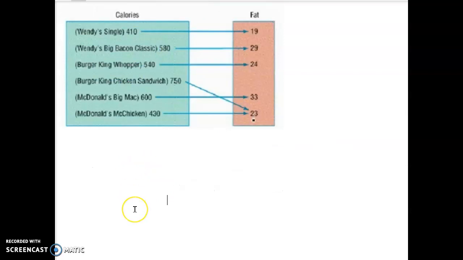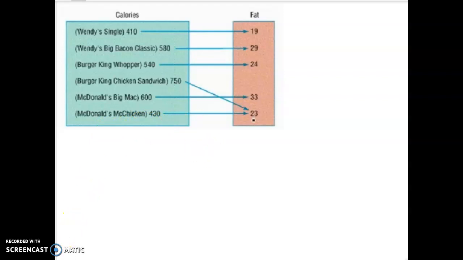Here is another map example. We have grams of fat and calories for different Wendy's items. So Wendy's single has 410 calories and 19 grams of fat. The Big Bacon Classic is 580 calories and 29 grams of fat. The Whopper is 540 calories and 24 grams of fat. The Burger King chicken sandwich is 750 calories and 23 grams of fat. The McDonald's Big Mac is 600 calories and 33 grams of fat. The McDonald's McChicken is 430 calories and 23 grams of fat.